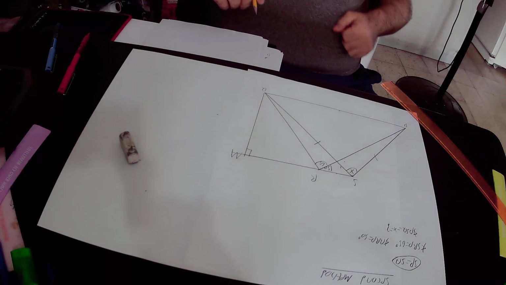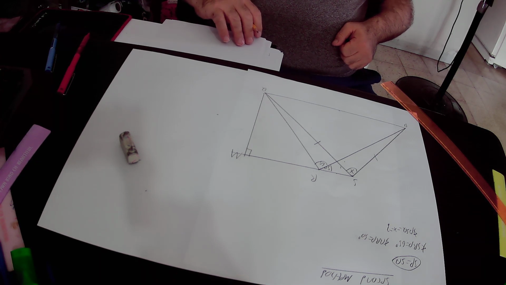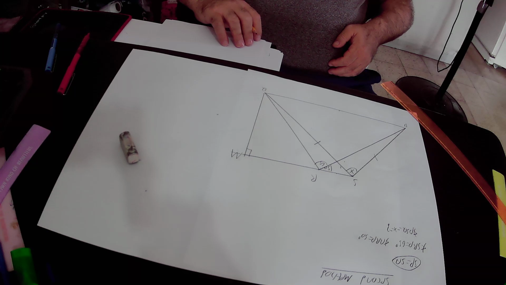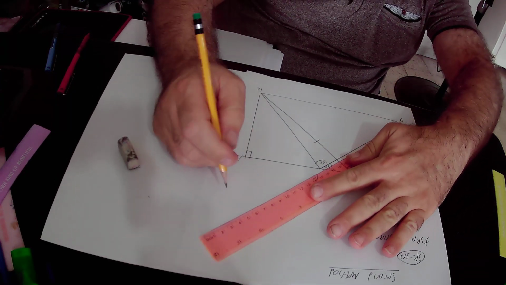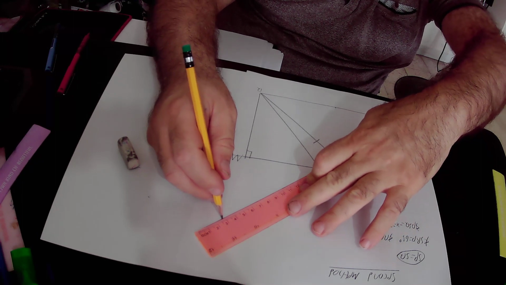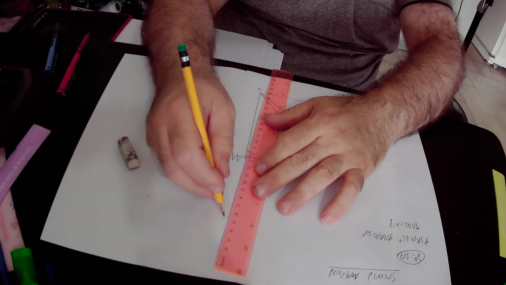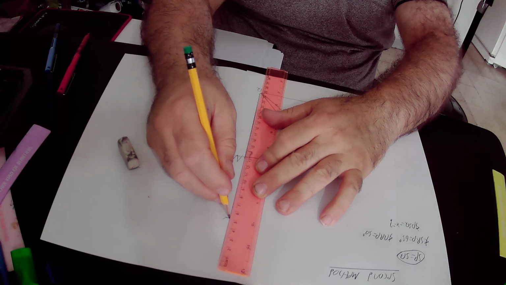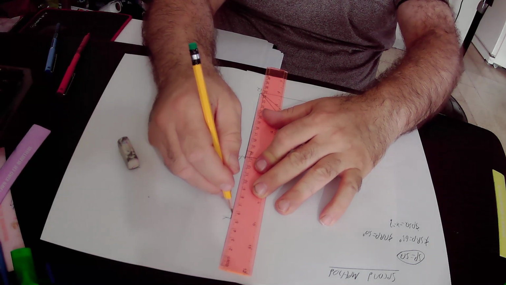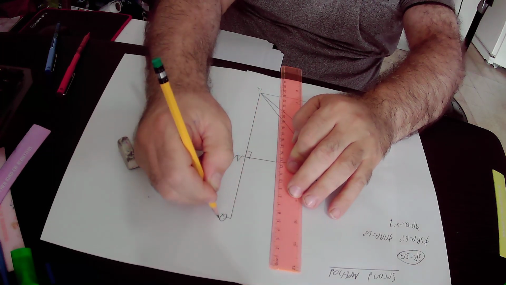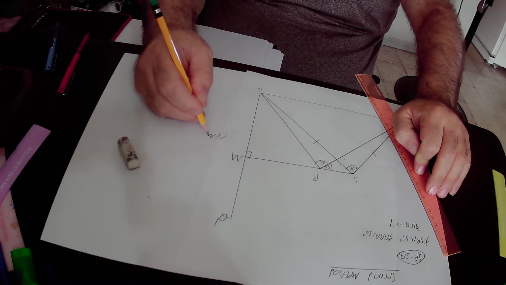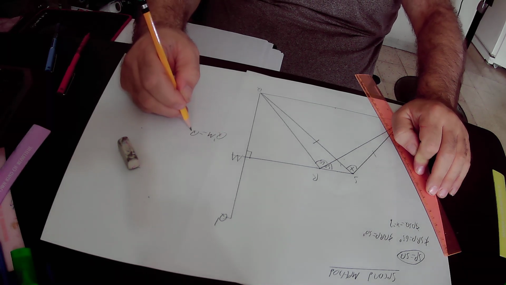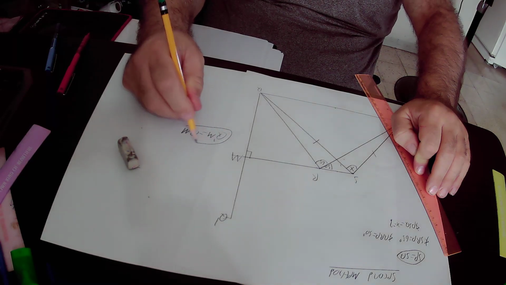Okay, and in the next step we will extend QM in such a way that Q dash M will be equal to QM. Again, Q dash M will be equal to QM according to our construction. We built it like that.